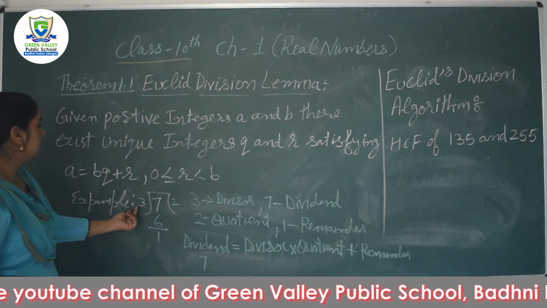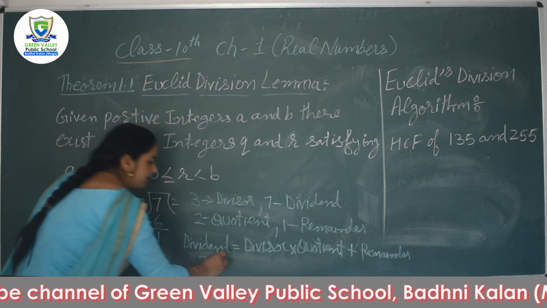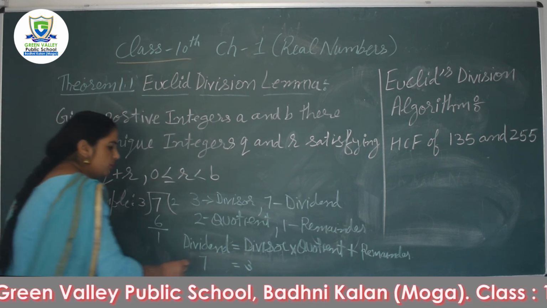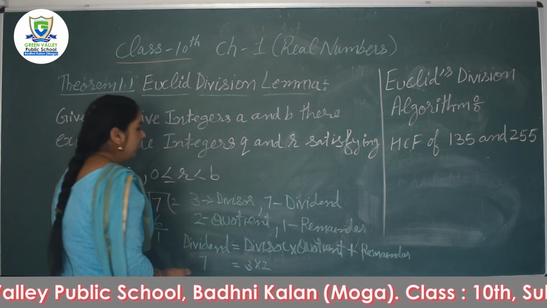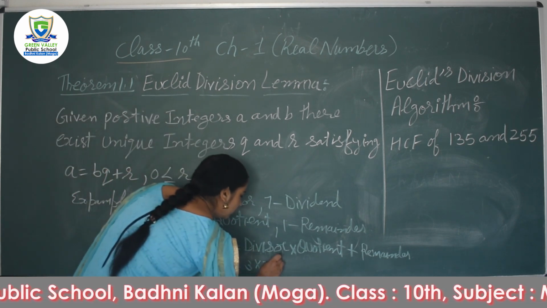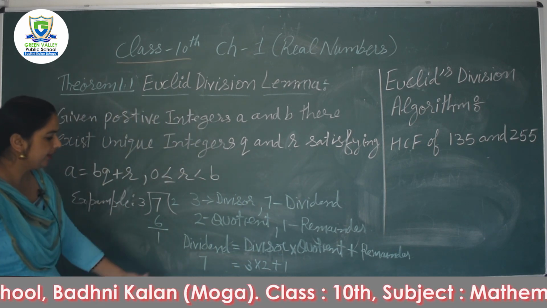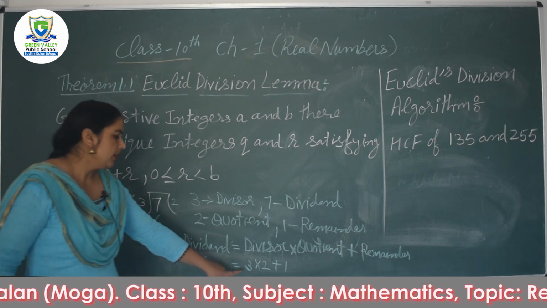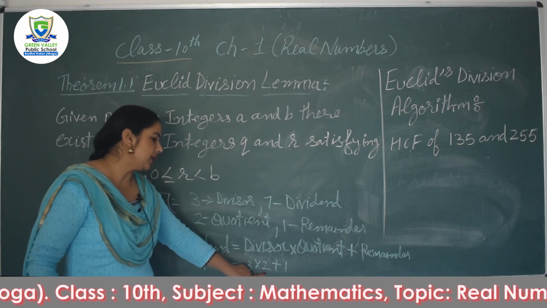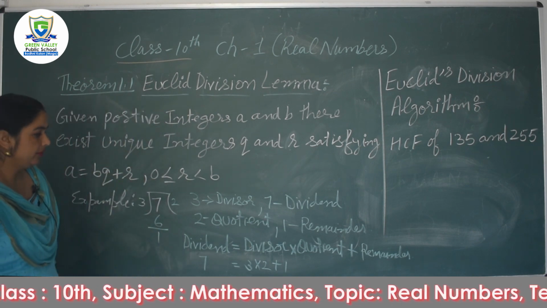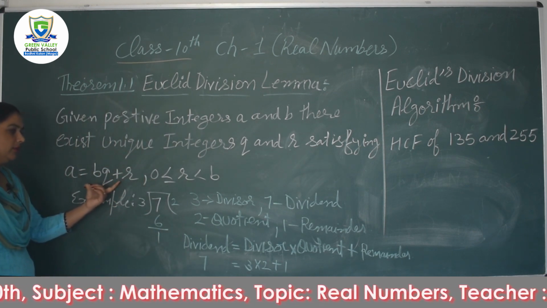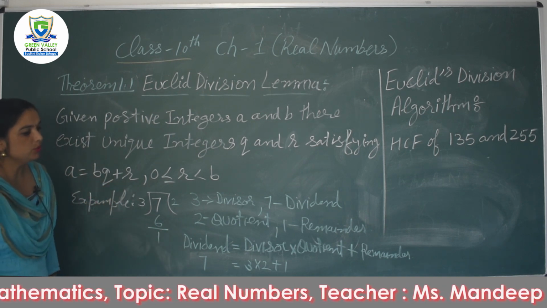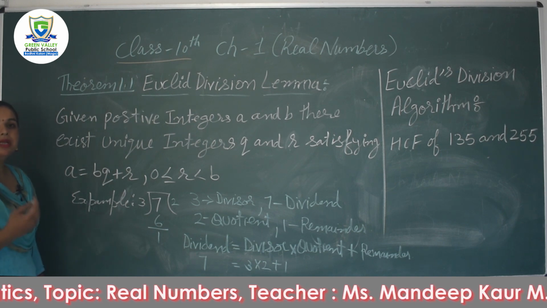dividend, and the divisor is 3, that is b, and the quotient we got is 2. And what is my remainder? That is 1. If I solve this, I get the same answer on both sides. This side we have 7, and if we multiply 3 by 2 plus 1, that is also 7. So what they have written here, a is equal to bq plus r, actually it is dividend is equal to divisor into quotient plus remainder.